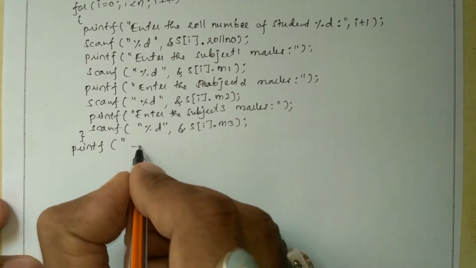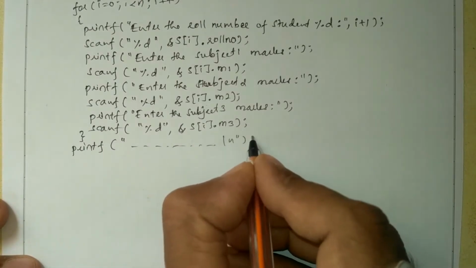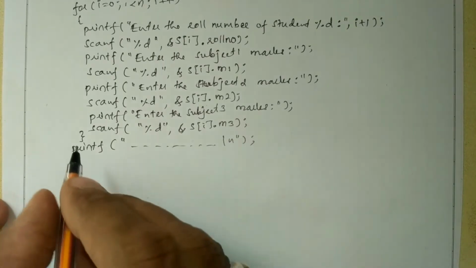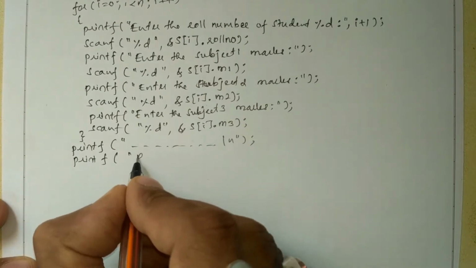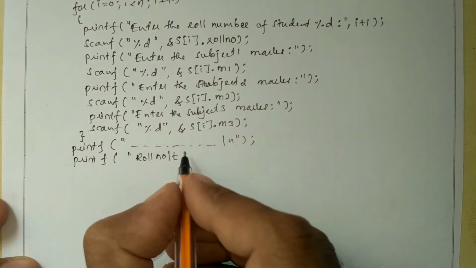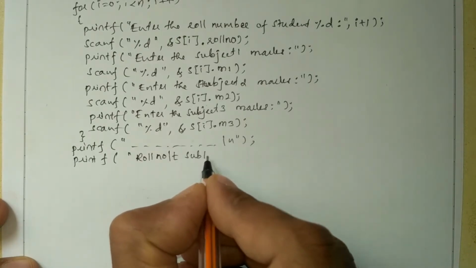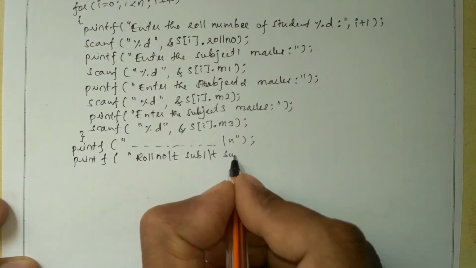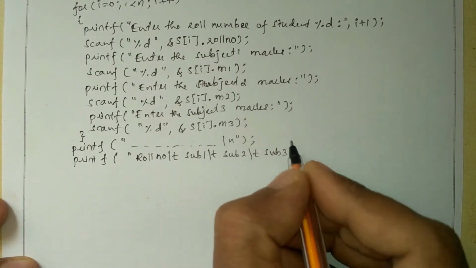So in a double quotation mark, I'm going to write hyphens. I want to represent information in the form of a table. Next, I'm going to write a printf statement. In a double quotation mark, I'll write roll number \t, that gives the horizontal tab space. Next, I'll write subject 1 \t, subject 2 \t, subject 3 \t.